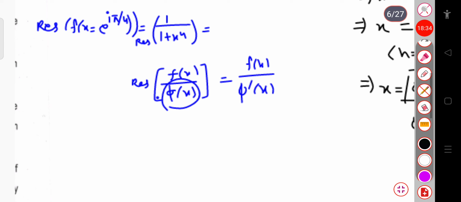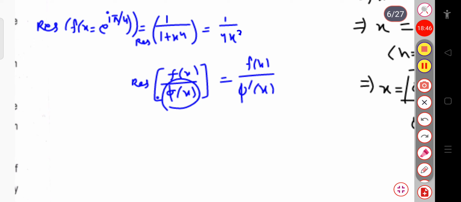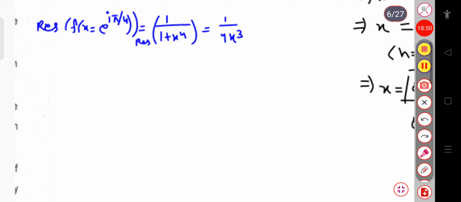So now for this, here the numerator is 1, so I will write 1 divided by the derivative of 1 plus x power 4, that will be 4x cube. So in this way you can calculate the residue. So this will be 1 by 4x cube, and here the x value is exponential i pi by 4. So this will be equal to 1 by 4 into exponential i pi by 4 power 3, that will be exponential i 3 pi divided by 4.